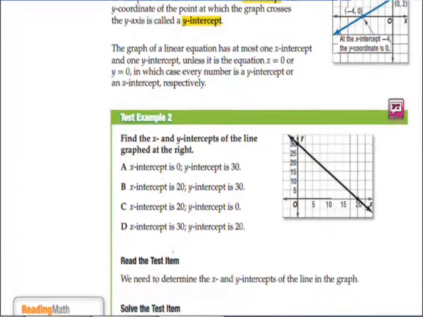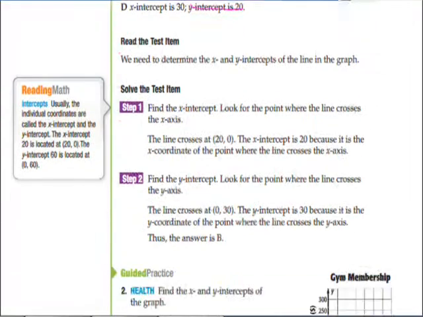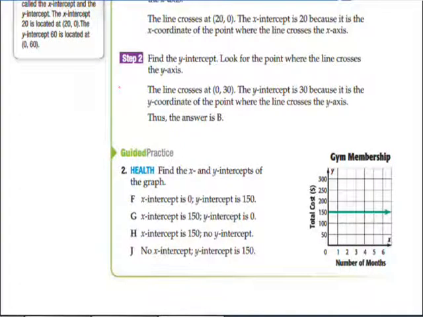So, for example, if we were to find the x-intercept and the y-intercept of the line at the right, the y-intercept is where the line crosses the y-axis, which happens right here at 30. So we're looking for a y-intercept of 30, so we know it's not that one, and not that one. The x-intercept is right here where it's 20, so we know the answer is B. Easy peasy. Let's not overthink these.